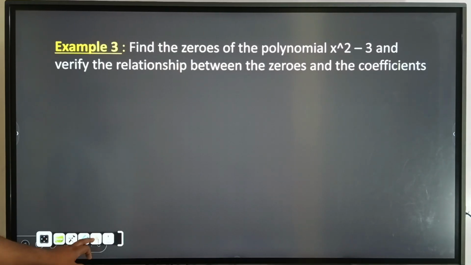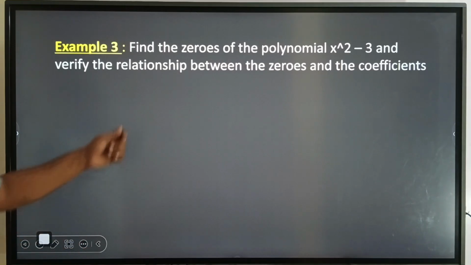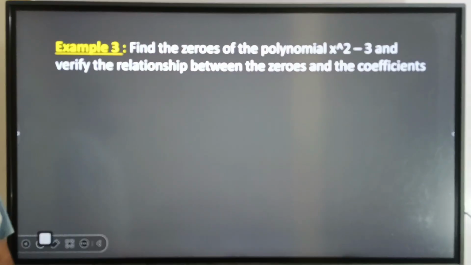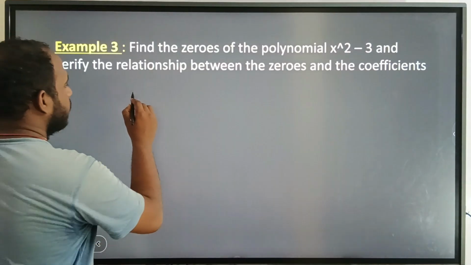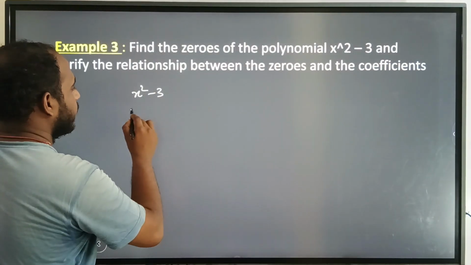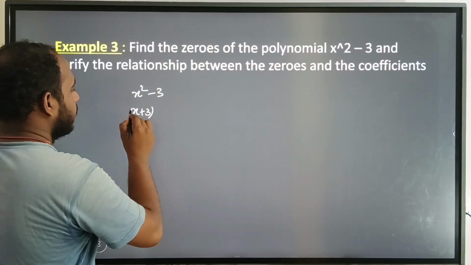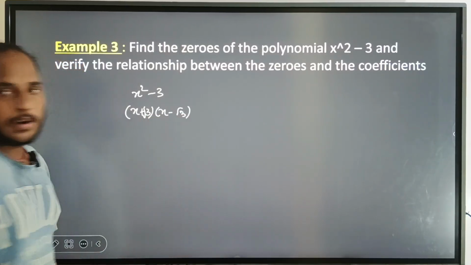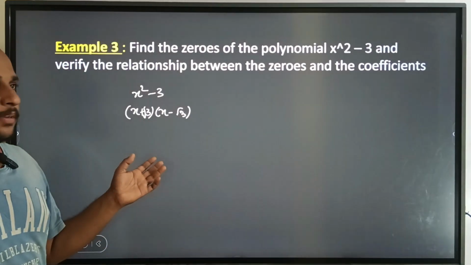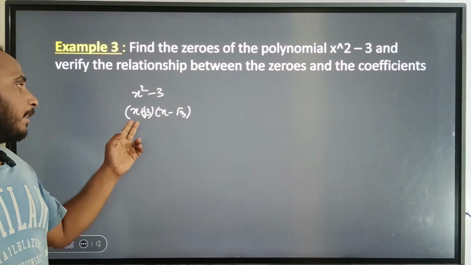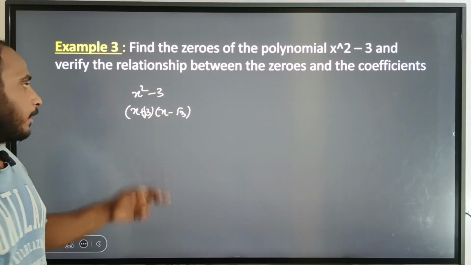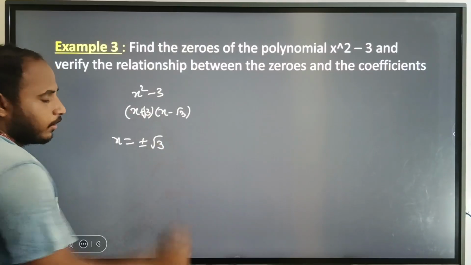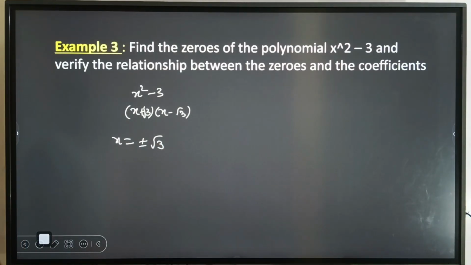Next problem. Find the zeros of the polynomial x square minus 3 and verify the relationship between the zeros and coefficients. Therefore, x square minus 3 can be written as x plus root 3 into x minus root 3, because this is in the form of a square minus b square, which is a plus b into a minus b. That means x plus root 3 into x minus root 3. Therefore, one zero is plus root 3 and another zero is minus root 3.